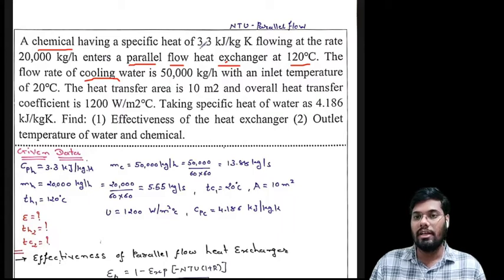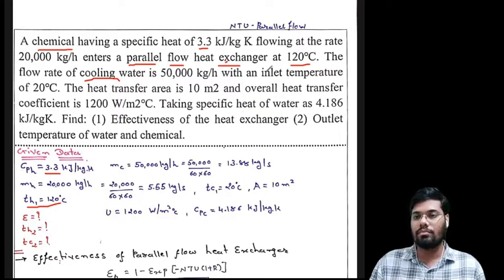So this specific heat belongs to the hot fluid. So C_ph is 3.3 kilojoule per kg Kelvin. This mass flow rate is of the hot fluid. So m_h would be 20,000 kg per hour. We need to convert this value into kg per second, so divide by 60 minutes into 60 seconds, so 3600. So it would be 5.55 kg per second. And this is the inlet temperature of the hot fluid. So T_h1 is 120 degrees Celsius.